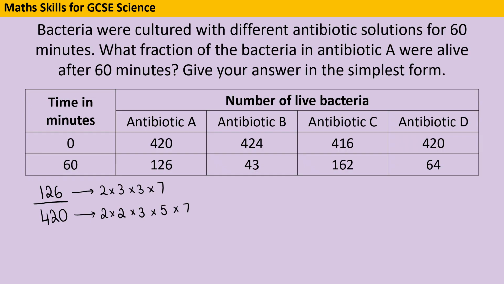And now I'm looking for which numbers I can cancel out. So both of these have a 2 in them, both of these have a 3 in them, and both of these have a 7 in them. So I can cross those out, and what I'm left with is 3 over 2 times 5, which is 3/10.